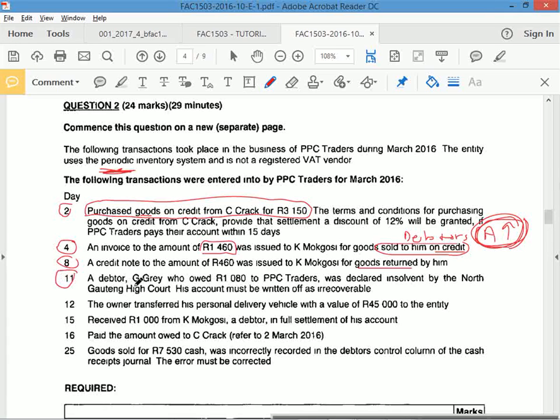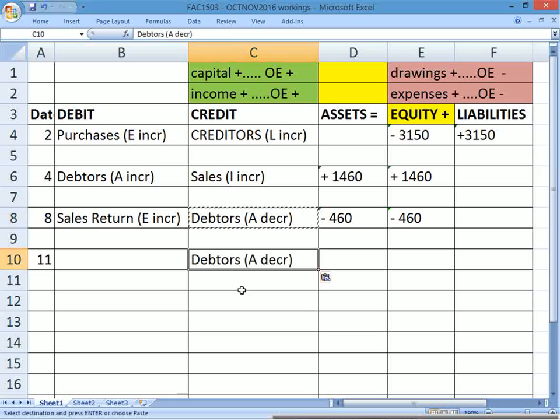Number 11. A debtor, G, who owed 1,080 to PPC was declared insolvent by N. His account must be written off. So a debtor, let's keep it simple. A debtor can't pay. A debtor is going to refuse to pay, can't pay, they're not going to pay. So what are you going to do to the debtor's account? Increase or decrease? You're going to decrease. Debtors is an asset that's decreasing because you're writing it off. If you're writing it off, they're not going to pay. Does that make sense? So debtors don't pay, there it is. Debtors, asset decrease.